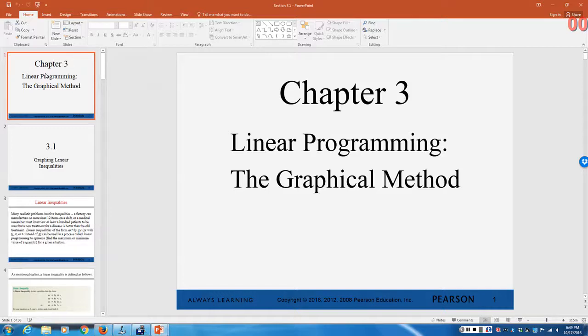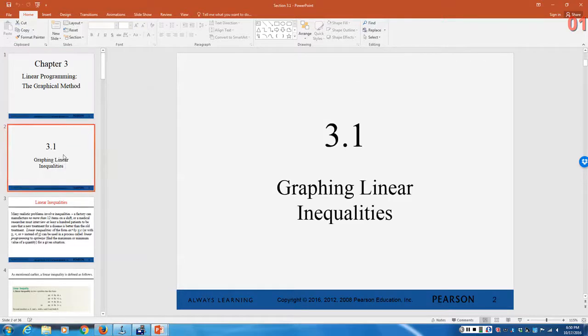I will show you how to have the calculator do it, but you have to do the same work by hand you'd have to do anyway just to get the calculator to verify that what you thought was right. So it's probably better to be sure that you know how to do it by hand. So the first method we're going to look at is the graphical method. We're going to graph linear inequalities.